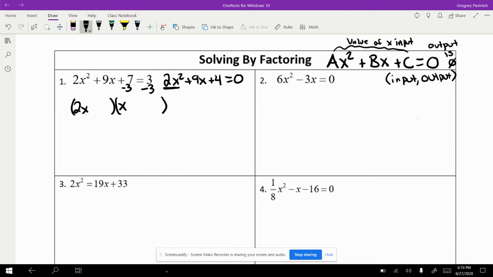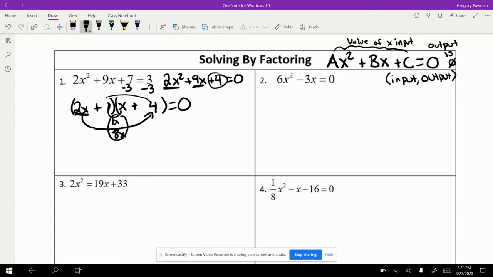And what are factors of 4? I want my middles to add up to 9, and I need my last terms to multiply to get 4. So I'm going to do 4 because 2x times 4 is 8x. That's pretty close to 9. And then I'm left with 1. It has to be 1 because these have to multiply to get 4, right? And so that gets me 1 times x is 1x, and those together get me 9. So I found my two factors, 2x plus 1 times x plus 4, and those are equal to 0.